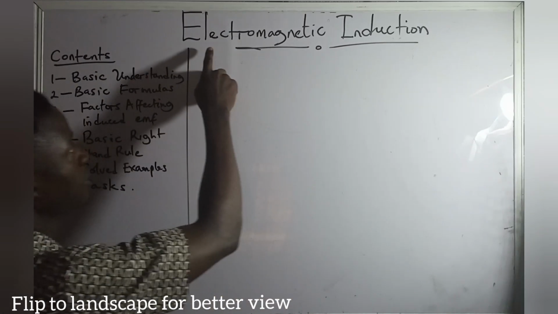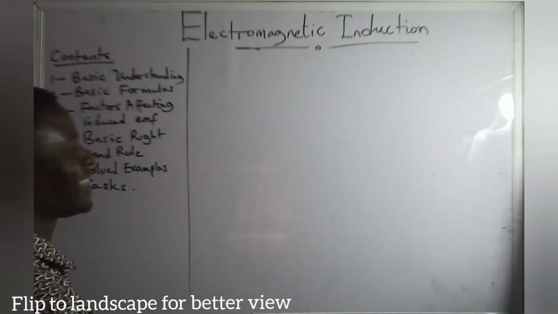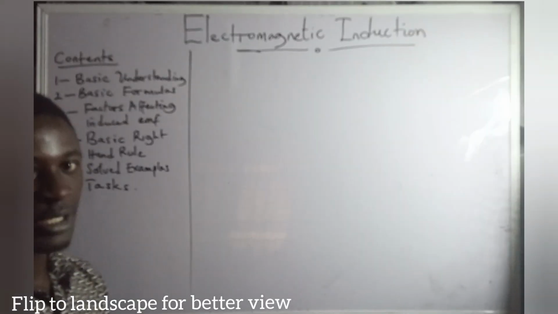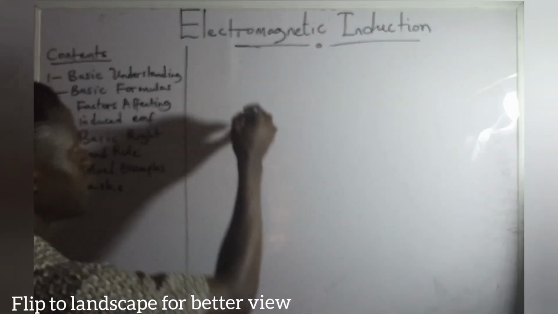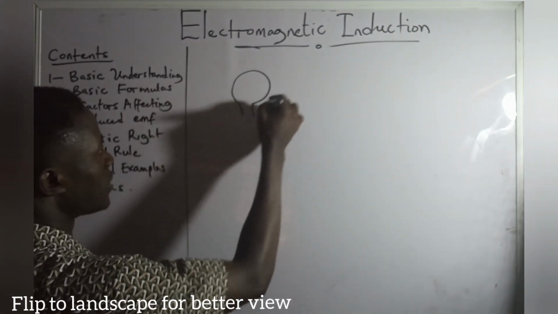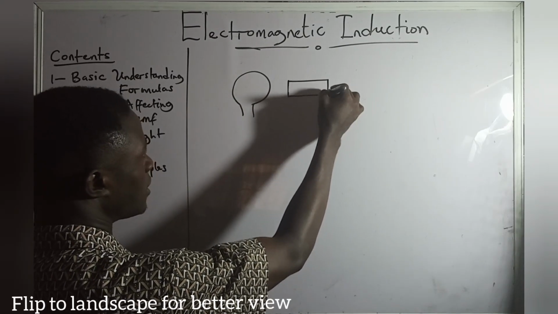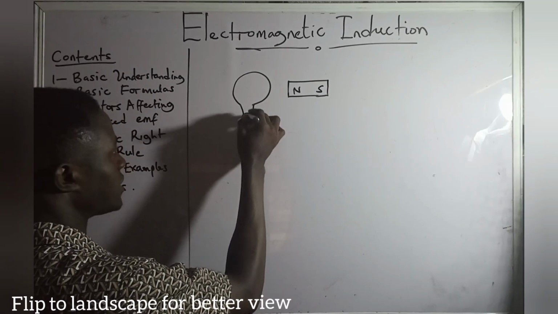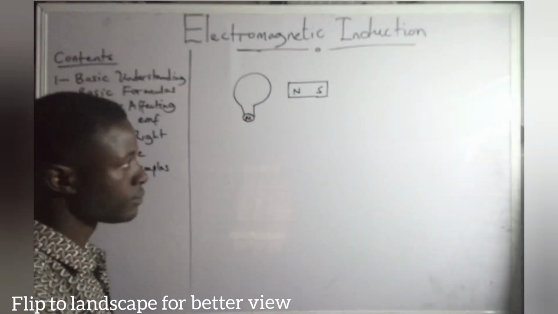In this lesson, I'll be taking you through this topic, magnetic induction. I will be going through some basic understanding of this particular topic. So let's say you have a coil of wire like this, and you have a bar magnet close to it. This is a coil of wire. Let's assume that this coil of wire is connected to a kind of meter.